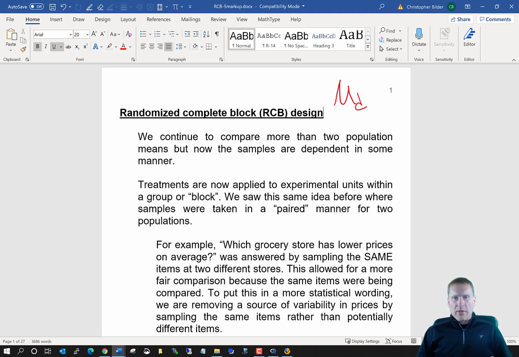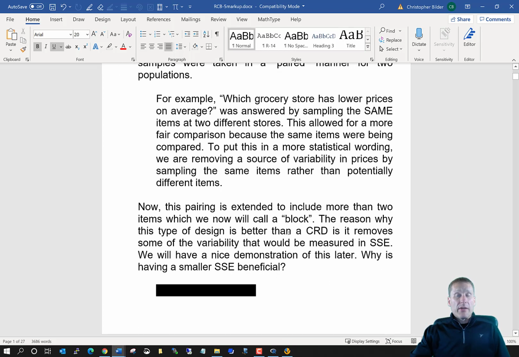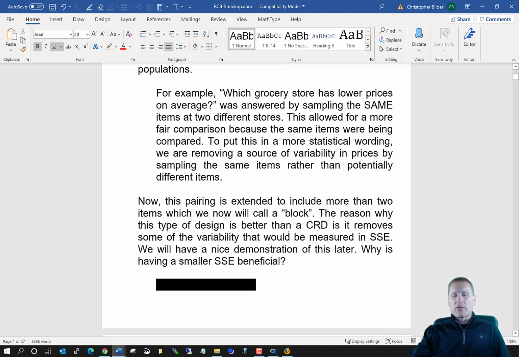Now with RCBs, again, our data is going to be, let's say, grouped, or in the terminology here with RCBs, going to be blocked in some manner. So we're going to have a number of observations that always have something in common. So for example, back when we were doing inferences for mu sub d, we were interested in an example dealing with which grocery store has the lowest prices on average. And the way to go about doing that is to sample the same items at two different stores.